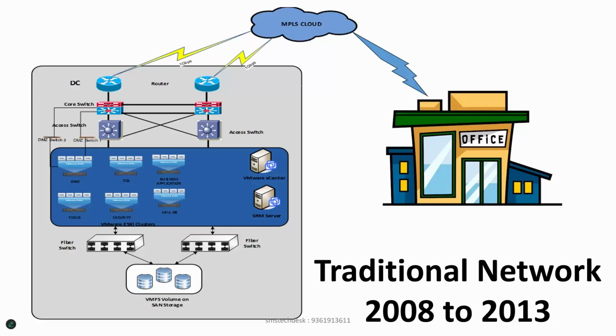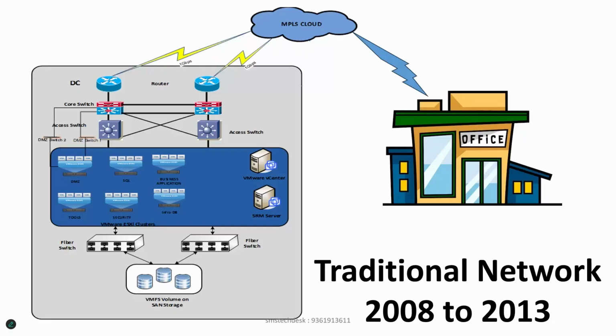Now, inside the data center, everything is hardware based. At the top, we have physical routers. These routers are connected to the MPLS cloud and handle all WAN routing. Below that, we have core switches. Core switches are responsible for high-speed layer 3 routing inside the data center. Then we have access switches. These access switches connect directly to the servers and handle VLAN and layer 2 traffic. If you notice, for every function, there is a separate physical device. Routing is done by routers, switching by switches, firewall by firewall appliances.